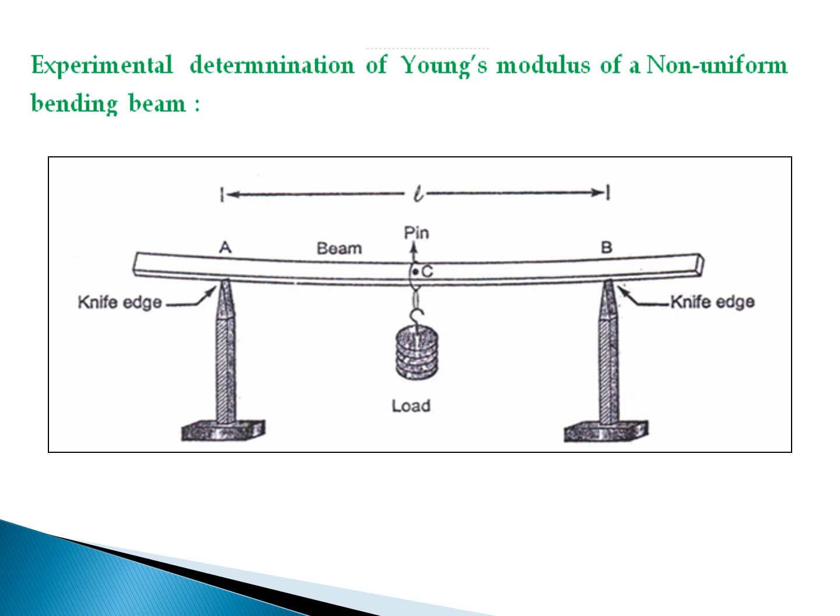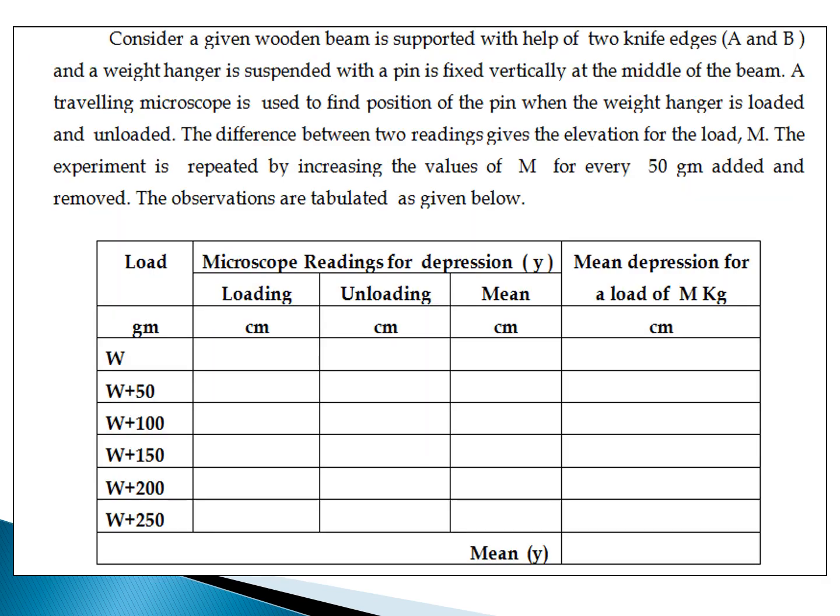Add 50 gram weight. Now the beam will undergo depression. The pin will go down. Now adjust the microscope to focus the pin, the tip of the pin exactly at the center of the crosswire. Note down the readings from the microscope and enter into the tabular column. Add 50 more grams and repeat the same procedure. For unloading also do the same procedure and enter all the values in the tabular column.